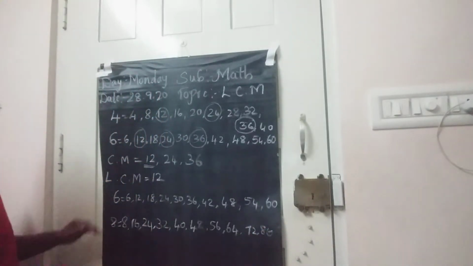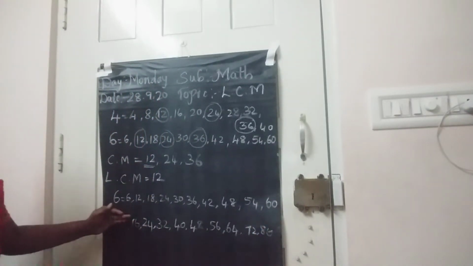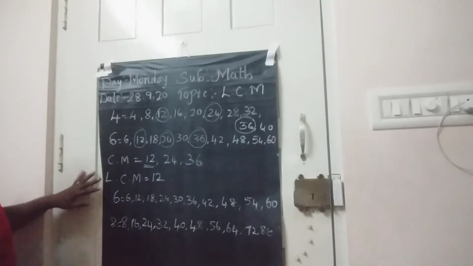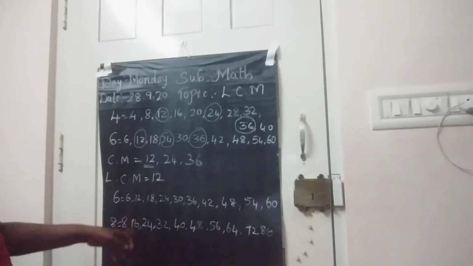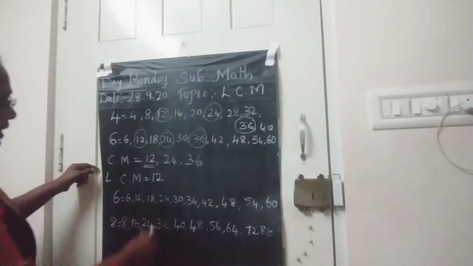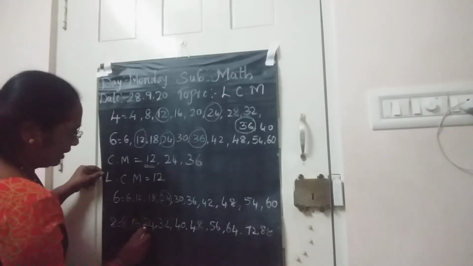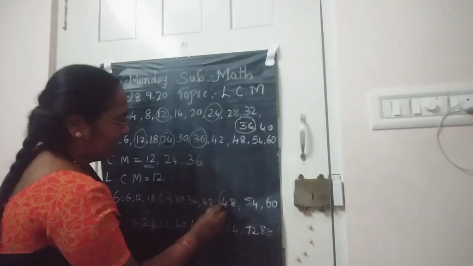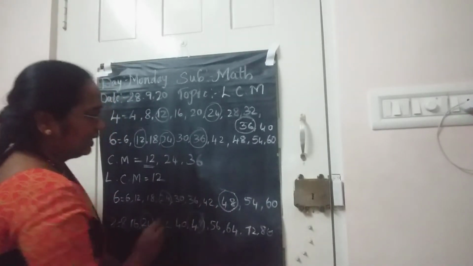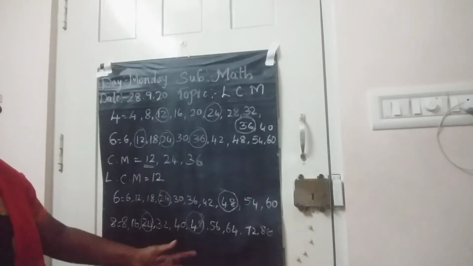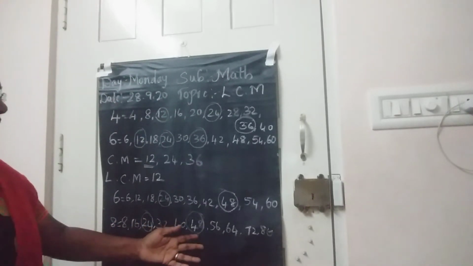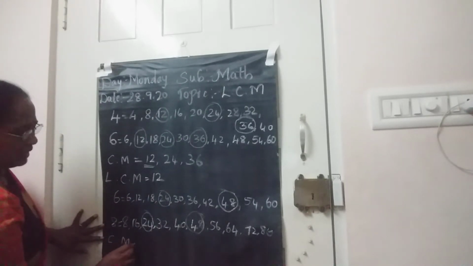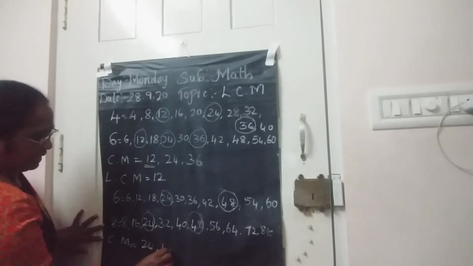Yes, children. Now in this we are going to see which is the common number. Is 6 there? No. 12 is there? No. 18 is there? No. 24 is common, so I take 24. Is 32 there? No. 40? No. 48 is common. Yes, 48. Then that's all. So the common multiples are 24 and 48.